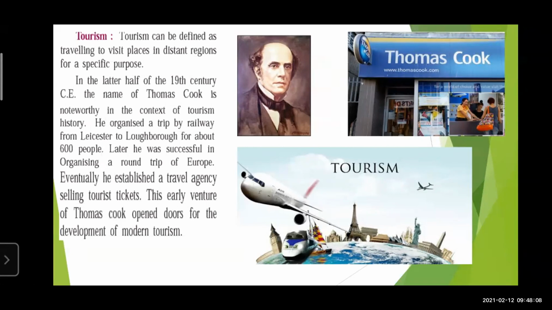This early venture of Thomas Cook opened doors for the development of modern tourism. They provided flight tickets and packages. They offered packages to different destinations and the different procedures required to travel to any international destination. They offered those services as well. So this tourism history goes back to Thomas Cook.